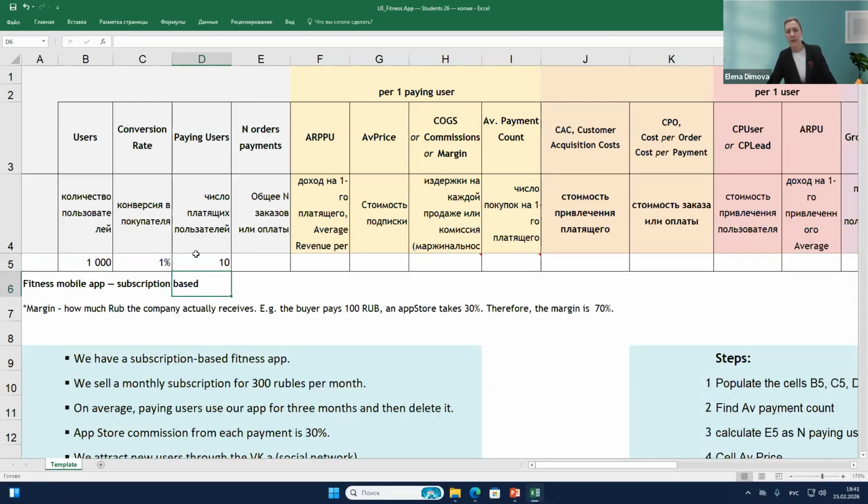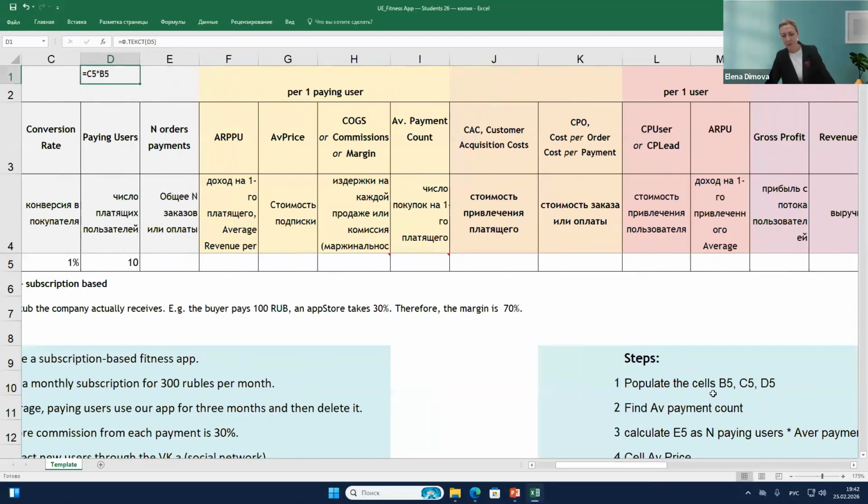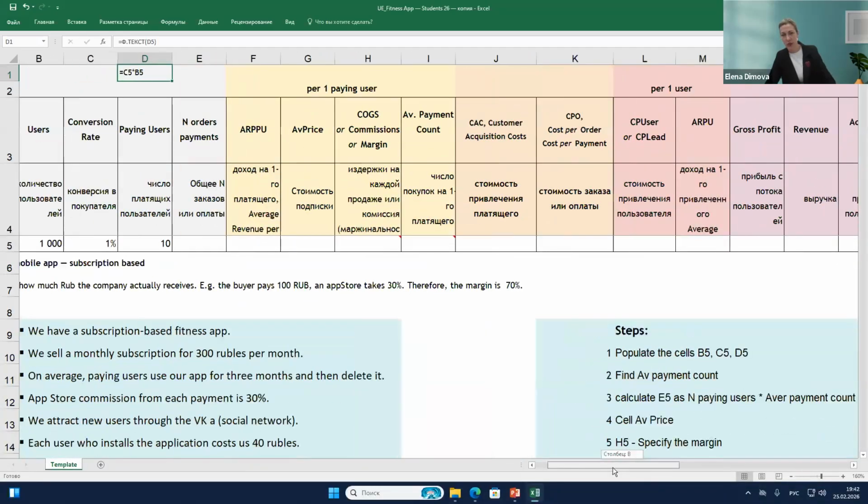So here is 10. I'm just also figuring out if I can put some formulas for you. I guess I can do this. So for instance, here, please pay attention to the line on top, which highlights the formula if you are not that quick. Number of orders payments.